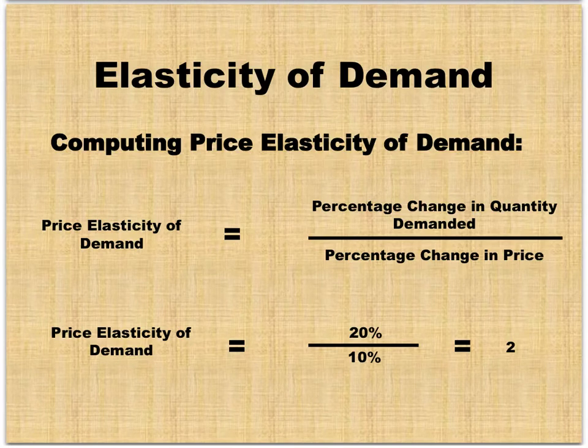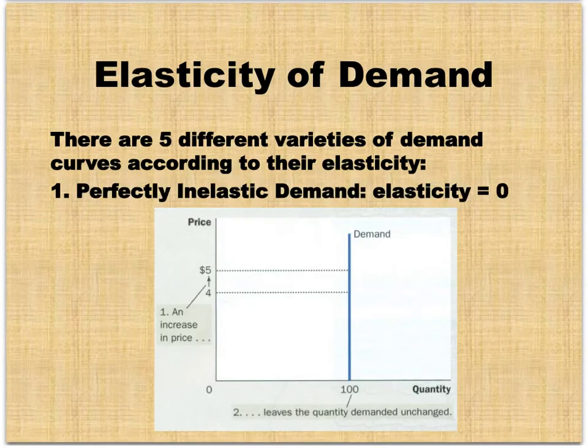Now, it's very easy to compute the PED. It's the percentage change in quantity demanded over the percentage change in price. Let's say, for example, that price goes up 10%, and the quantity demanded, therefore, falls by 20%. That yields a PED of 2. What does that mean? We'll learn more about that later. But you could either divide 20 by 10 or 0.2 by 0.1, as long as you use the same format in both the numerator and the denominator. Super easy formula.